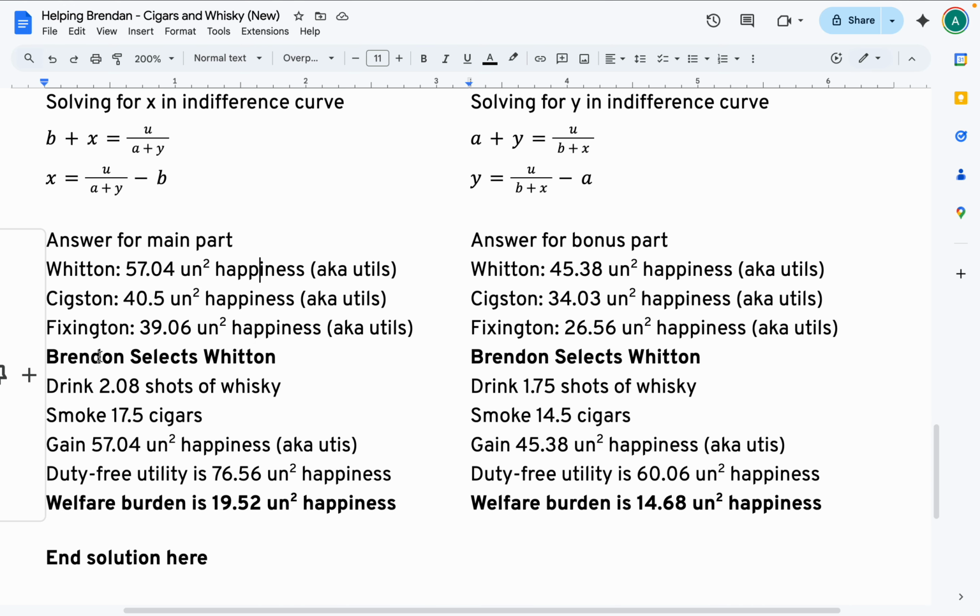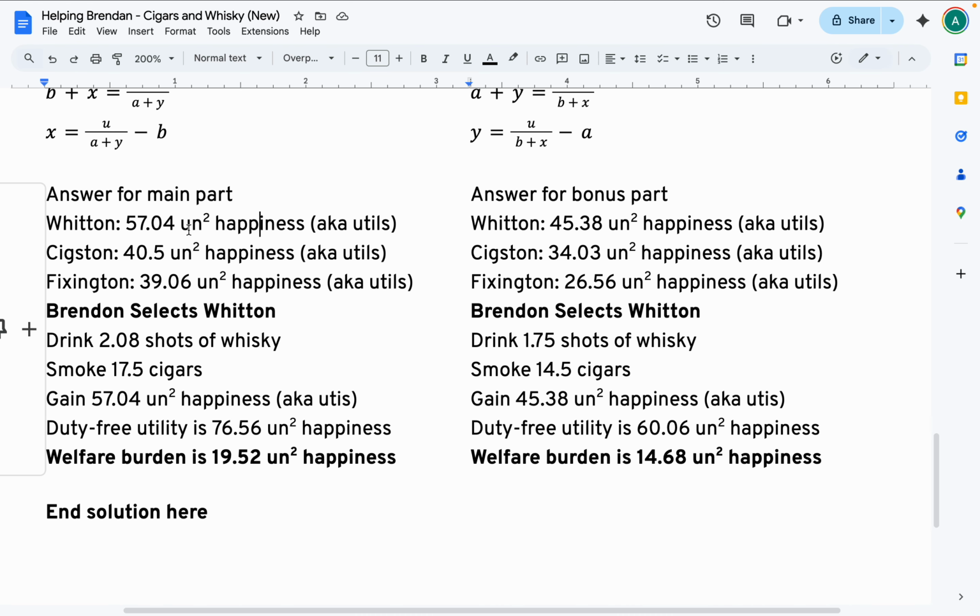So the optimal choice is for our friend Brendan to go to Whitton. Now, when Brendan goes to Whitton, the optimal combination of goods he should buy is he should drink 2.08 shots of whiskey and he should smoke 17.5 cigars.